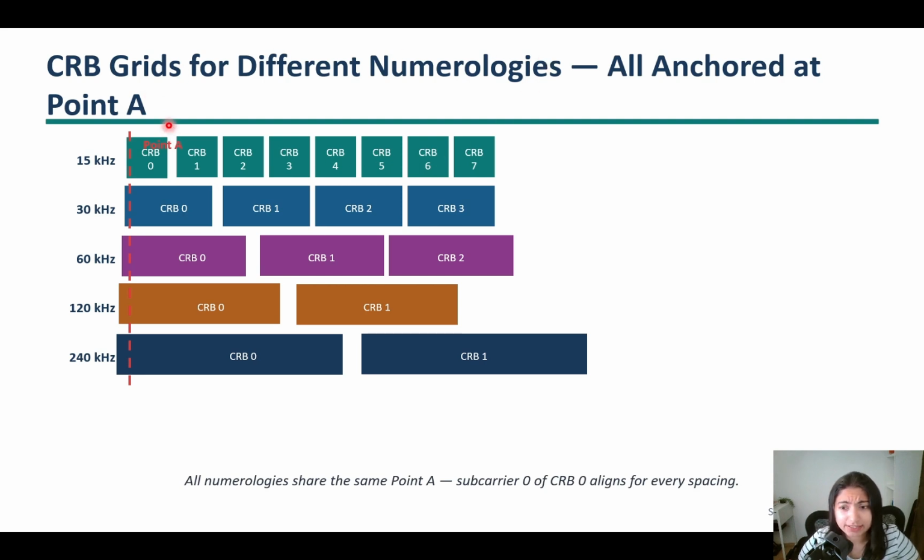So the right edge of the CRBs doesn't need to align to each other, because each block has a different subcarrier spacing and different width. But the left edge, the starting point, the point of reference for all the CRBs, aligns at point A.